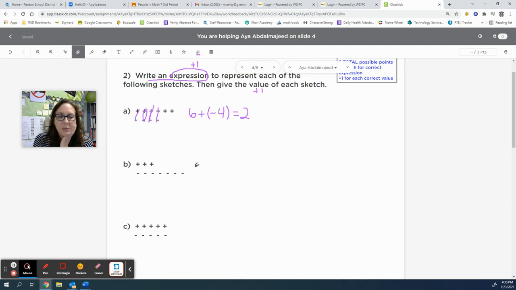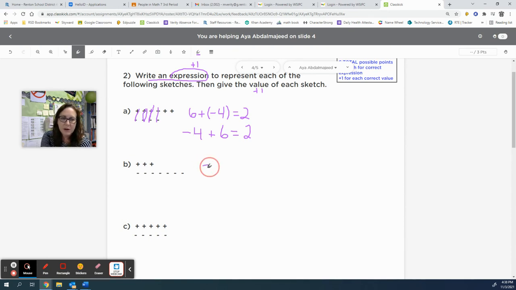Okay, the next one, how many positives do I have? And actually with this one, if you wrote it as -4 plus +6 equals 2, that is also correct. That is another way to write that same equation. Either one would have gotten you full points.